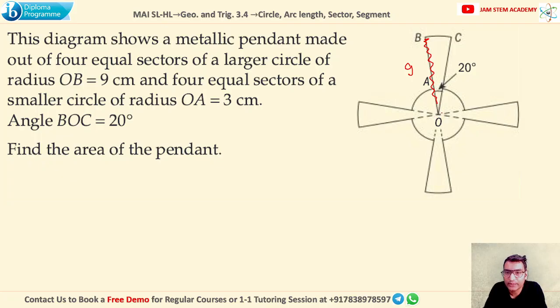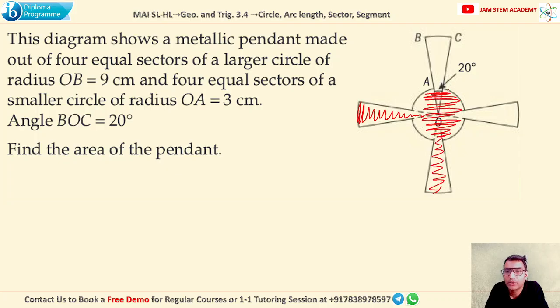So OA, or you can say simply this portion up to this, is 3 centimeter. The angle BOC is 20 degrees. So this angle BOC is given as 20 degrees. Now find the area of the pendant. So in the pendant area, what do we have actually? We have this portion and the portion inside the circle.